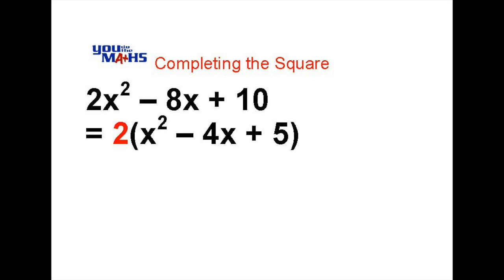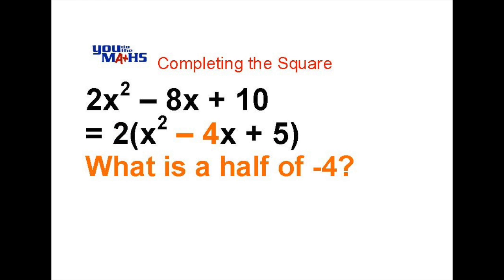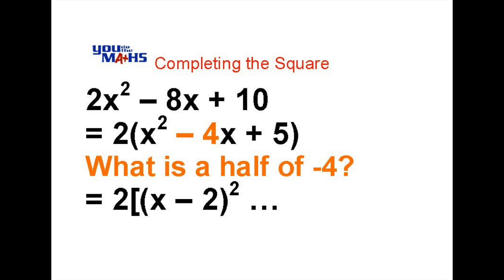Now what we'll do is ignore the 2 that's out the front and we'll complete the square for the expression inside the bracket. So our first step is to ask what is half the value of the coefficient of x, in this case half of negative 4. And of course that value is negative 2. But what we also do is put the 2 that we originally factored out the front, outside a square bracket, to show that we're completing the square for the expression inside. So it's x minus 2 all squared.